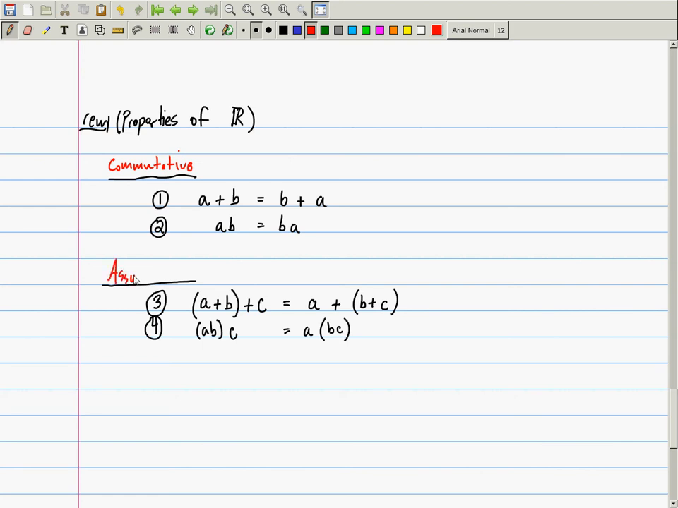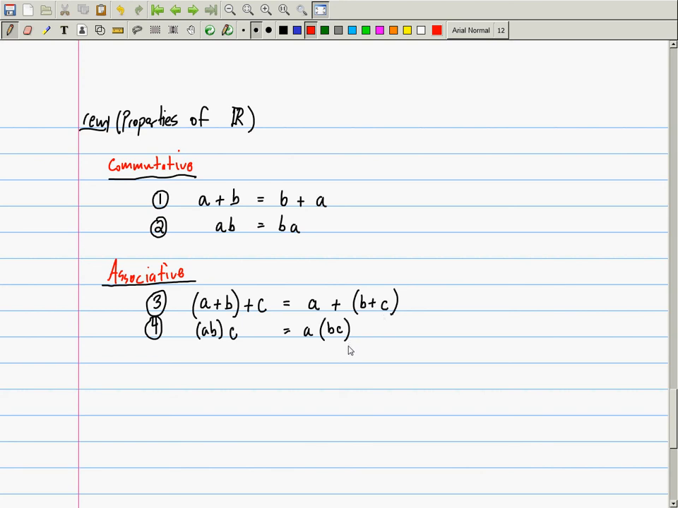Associative. That means that you can group them: you can do A plus B first, you can do B plus C first, whatever you like. You can do A times B first, you can do B times C first, whatever you like. It doesn't matter. They're the same. Okay, associative.